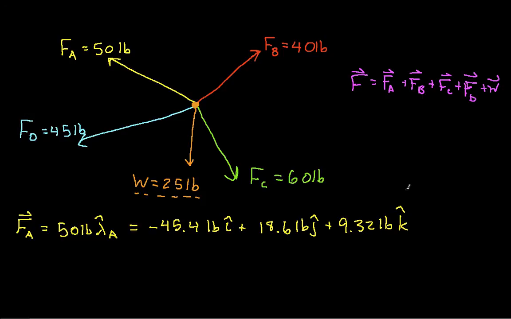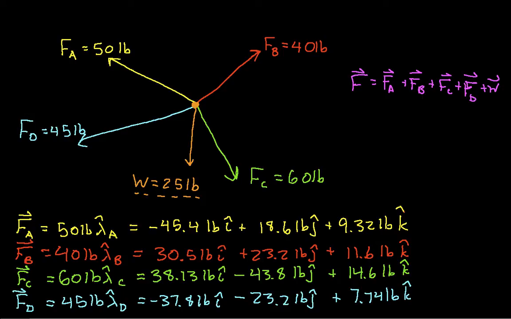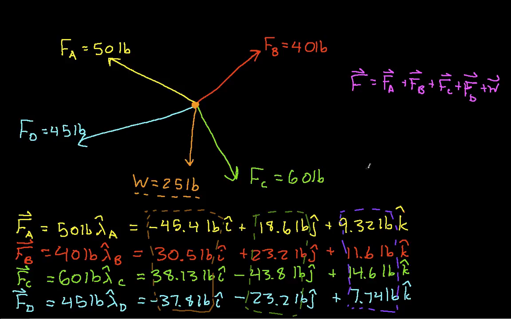So rather than have you sit there while I write these guys out, through the magic of video, I'll work out all of the forces and then we'll sum them up. Okay, so again, through the magic of video, I've written down all of the products of the magnitudes of the forces with the corresponding unit vector. So what we need to do then is sum up the x components of these vectors, these guys right here, and that will give us the x component of the resultant. Sum up the y components, these guys here, that'll give us the y component of the resultant, and sum these guys here, and include in this the weight vector, which is minus 25 pounds in the k-hat direction.